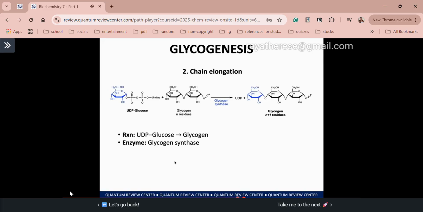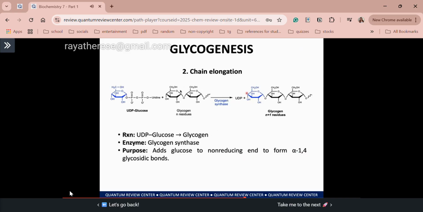Sir, what is the purpose again of the second reaction? So, of course, chain elongation, very easy to remember. It adds glucose to the non-reducing end. Remember, class, again, the point of attachment is alpha 1,4. Again, the point of attachment is your C4, that's why it is your non-reducing end. And class, our product glycosidic bond is alpha 1,4 glycosidic bond.